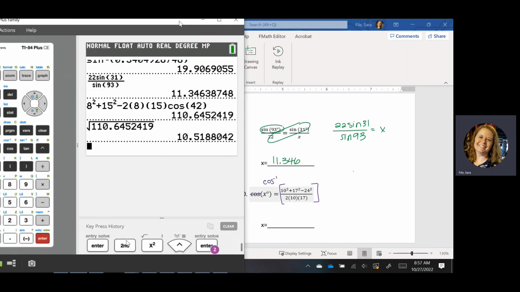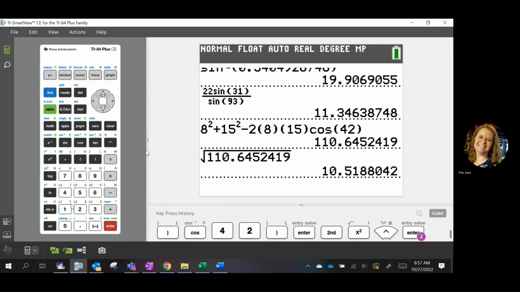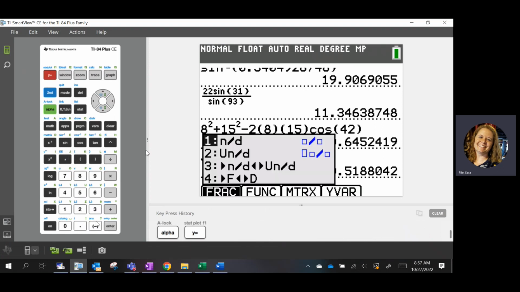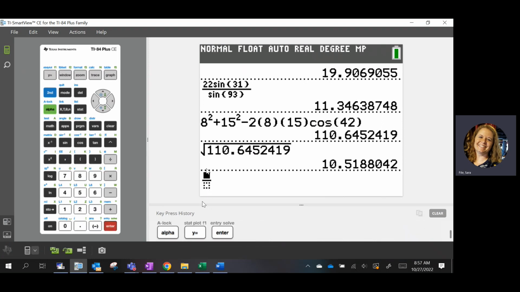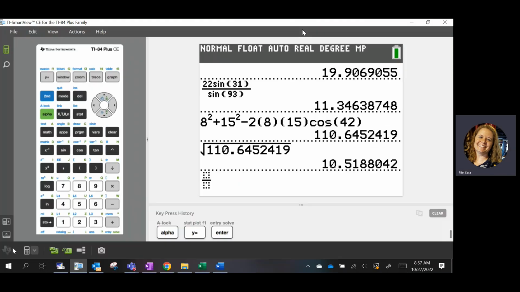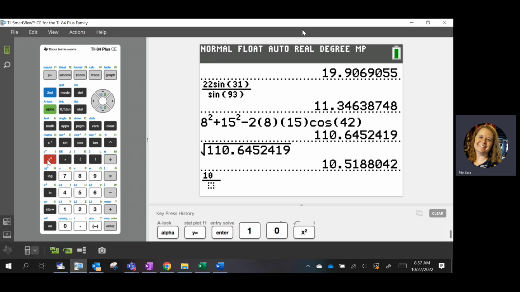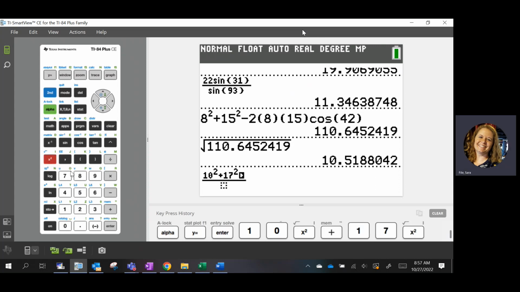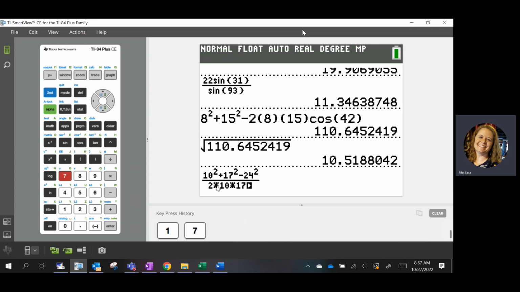10, 17, and 24. Okay, so I'm going to do alpha y equals enter to get it as a fraction. If you're using Desmos, it automatically will help you do it as a numerator denominator fraction like that. I forgot my numbers: 10, 17, 24. Okay. 10 squared plus 17 squared minus 24 squared is your numerator, over 2 times 10 times 17. And you can do it with the multiplication in the middle, or you can put them in parentheses, but those 3 in the denominator are being multiplied.